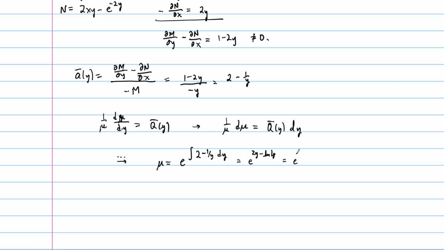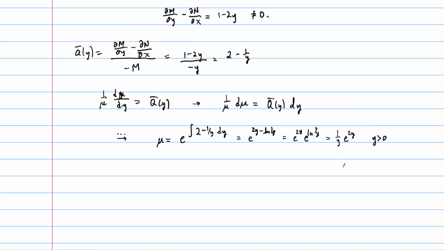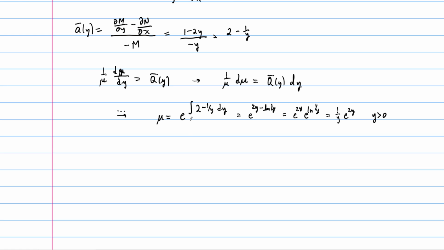So let's break it up. E to the 2y times e to the log of 1 over y by log rules. And so this is just 1 over y, e to the 2y. y's got to be positive here. Okay, so remember we want a positive function, so there's our restriction. So there's our mu. Now what do we do with the mu, right?